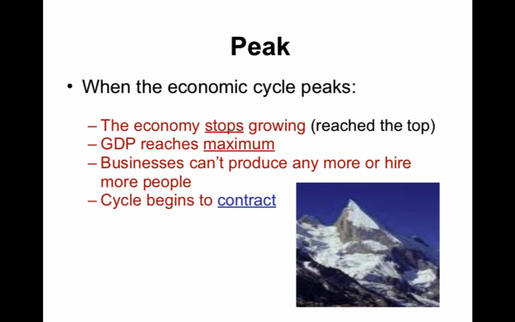Once we're at that top, and we can't grow anymore, it's going to move into a contraction. We're going to start to see a decline because as we get to that top, we're going to have to stop, kind of steady our production. We can't keep that. Resources are going to start to run out. We're not going to be able to produce anymore. We might then have to start laying off some workers. And as we do that, the economy then shifts in a downward cycle.